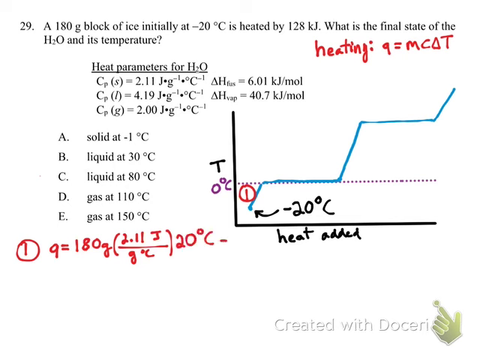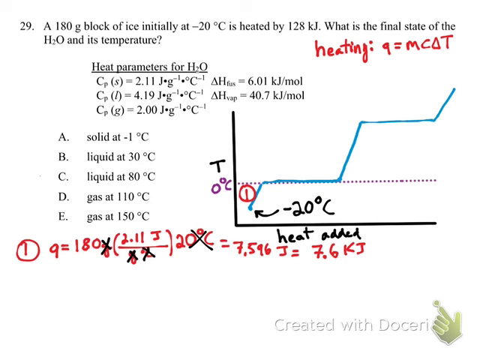So when it's all said and done, this ends up equaling 7,596 joules. Our units cancel out nicely, and we have our first step. So the question is, do we have enough energy in our energy bank to put in 7,596 joules? So we're going to divide this value by 1,000 and get 7.6 kilojoules.